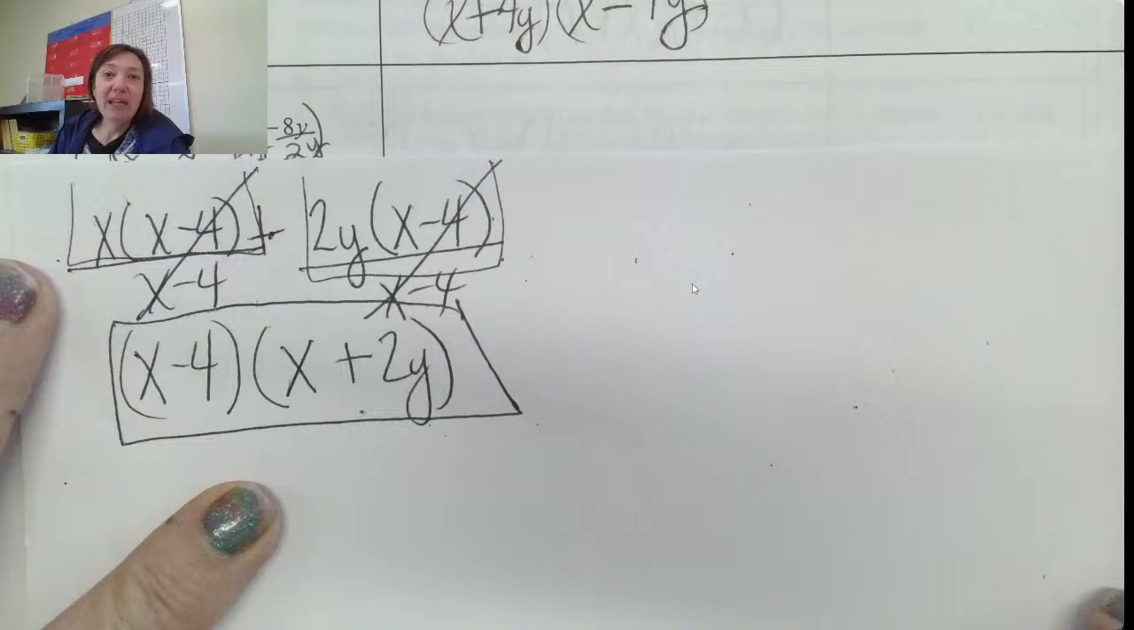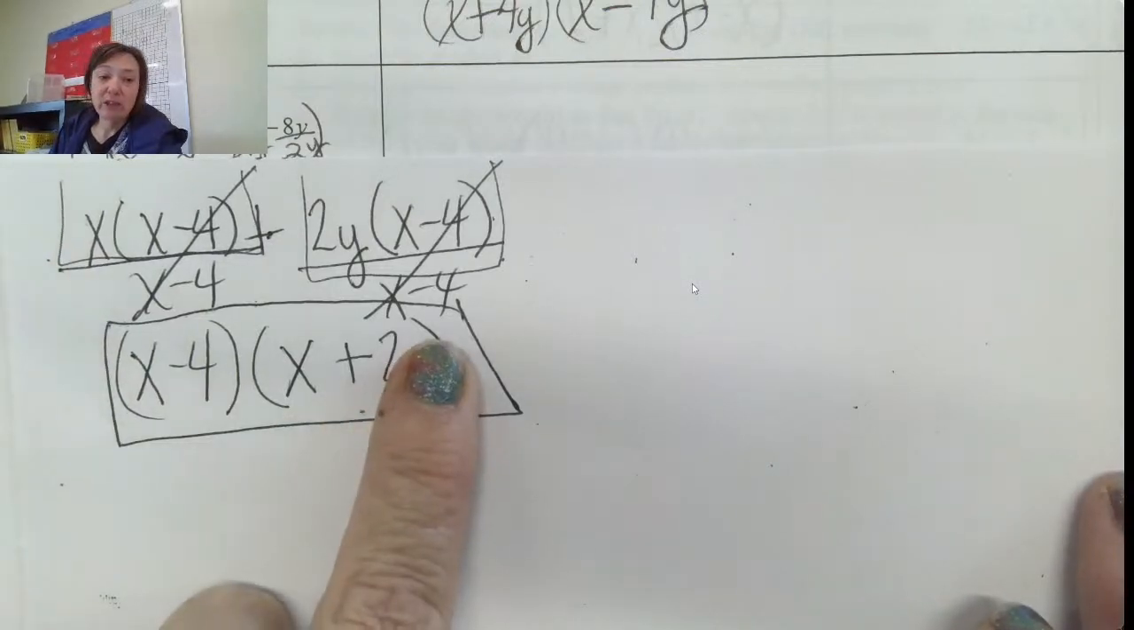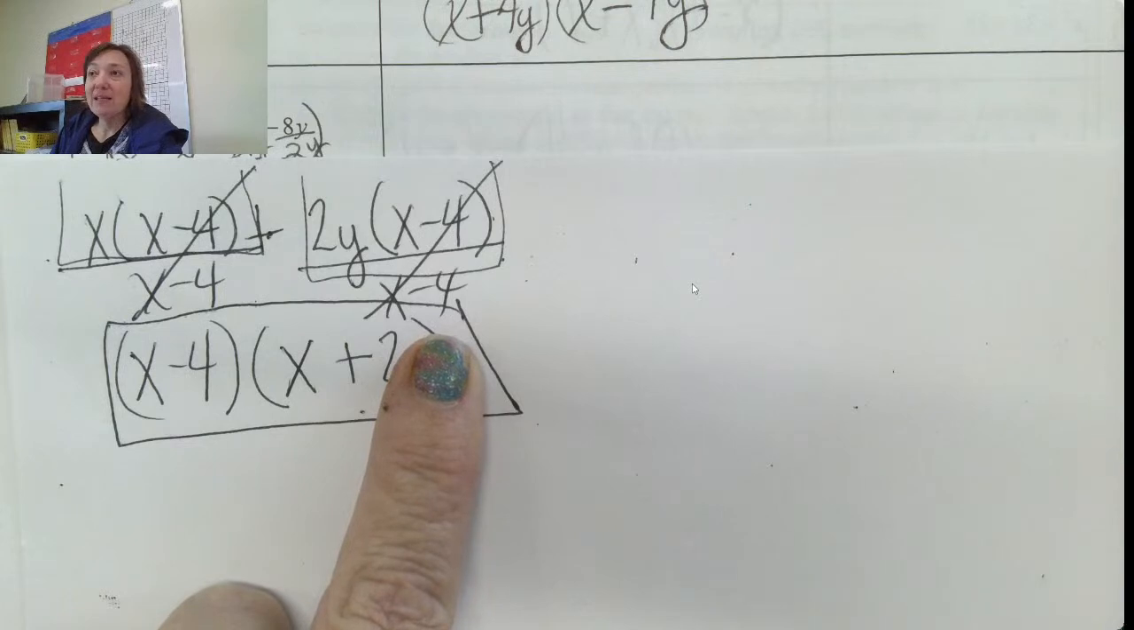Okay. We can't solve this. Why can we not solve this? We have 2 variables. Now, if that Y was not a Y, if it was something like just a 2, we could solve. But we can't solve the way it is because we don't know what Y is. We don't have a value for Y. Okay? Everybody good?